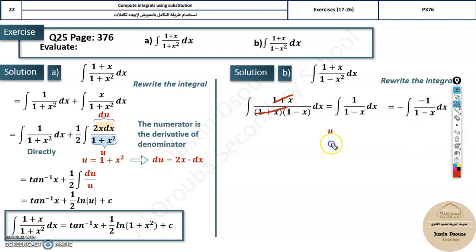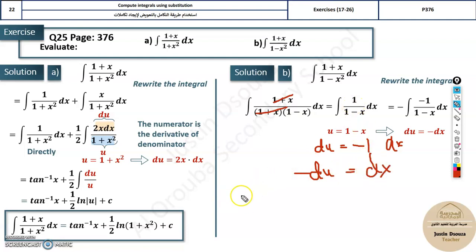Now this is pretty easy, isn't it? Take u as 1 minus x, and du will be minus dx. Let me derive it: du equals minus 1 dx. Sorry, I made an error there. Minus 1 is just a minus sign. Taking this to the other side, it will be minus du equals dx.